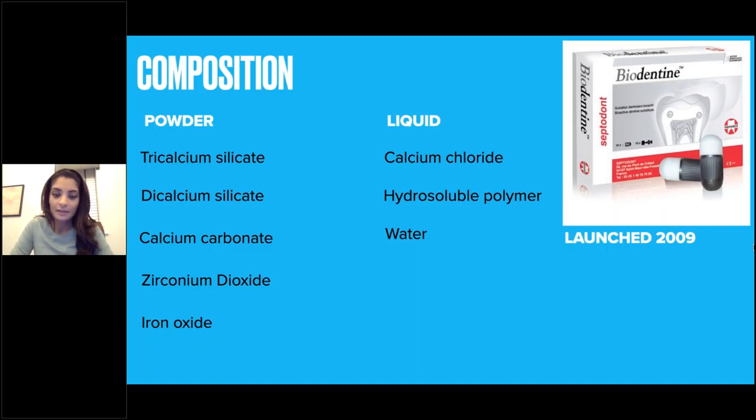The liquid contains calcium chloride, which is an accelerator, and it means that the material will actually set much faster than other calcium silicate cements. It contains a hydrosoluble polymer, which is a water reducing agent and responsible for its consistency, and also water.